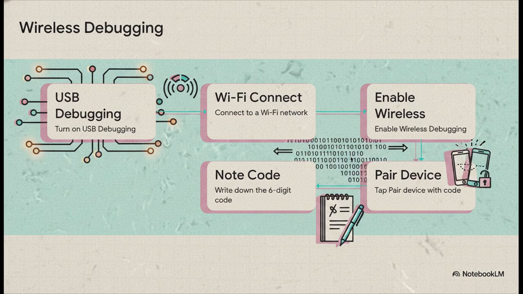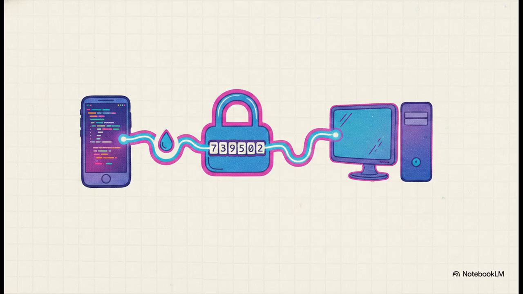Next up, inside those newly unlocked developer options, we need to set up wireless debugging. Turn on USB debugging first, then enable wireless debugging. Now, a strict requirement here is that you absolutely must be connected to a Wi-Fi network. Even a friend's mobile hotspot will do the trick. Once you're connected, tap Pair Device with Pairing Code and make sure you write down the 6-digit code it gives you. Now, here is where it gets really cool.